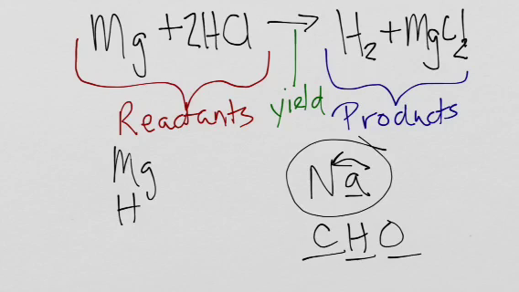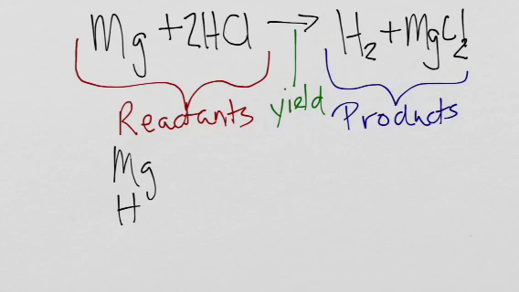Okay? Now, what ends up happening with this, let's look. We've also got Cl on this side. What elements do we have? We have H's as well. There's also magnesium and Cl. Look at that. The same kinds of atoms that you started with, you're going to end up with.